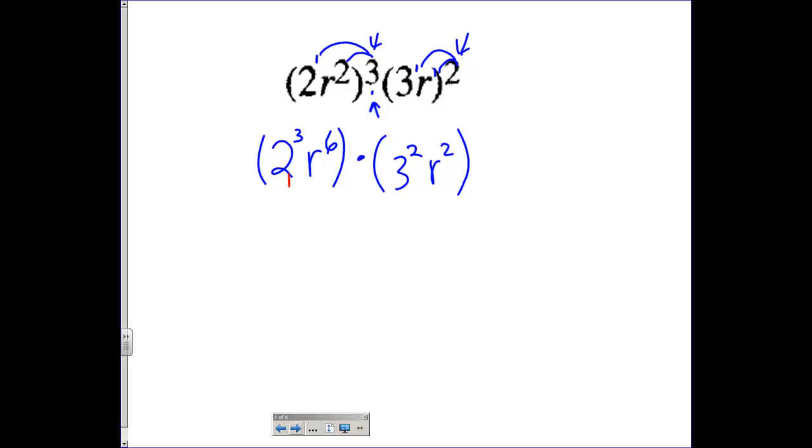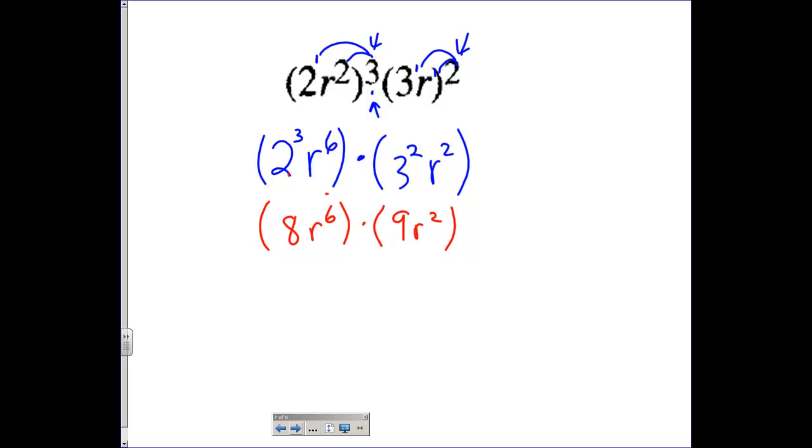First of all, this base and this base are not the same, so I cannot just multiply them together right off the bat. So what I need to do is simplify it a little bit further. I need to call this 2 to the third power, I need to call this 8, and then r to the 6 is there. I'm just simplifying that. And the 3 to the second is just going to be 9, and r to the second. If they had like bases, we could just go ahead and multiply them together and then figure out the answer at the end. But since they didn't, I can't multiply them together.